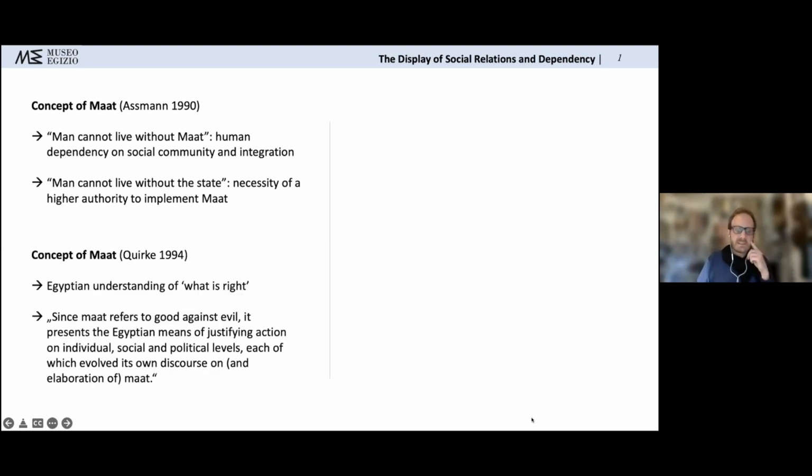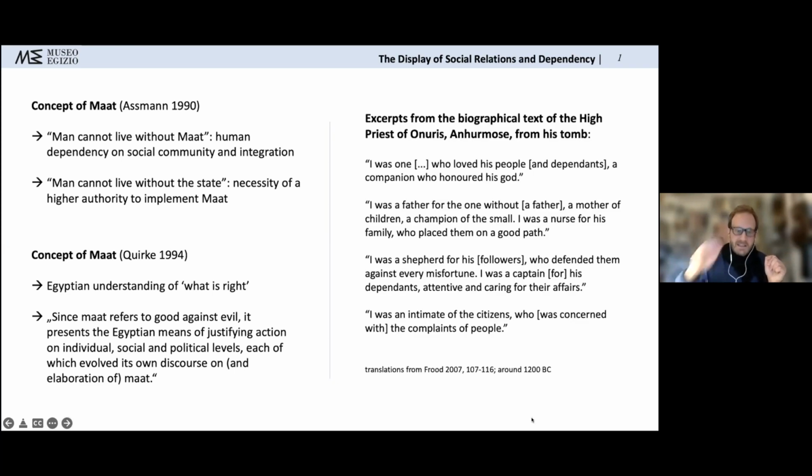Stephen Quirk has also discussed the concept of Ma'at and understands the term simply as the Egyptian idea of what is right. As an example for this kind of discourse in the texts, which in this case does not really use the term Ma'at, but which centers around related concepts, I show here some excerpts from a self-presentation of a high priest from around 1200 BC, so from the Egyptian New Kingdom. He describes himself as an elite member who enacted Ma'at in caring for his fellow citizens, subordinates, and dependents in many ways, as you can read.